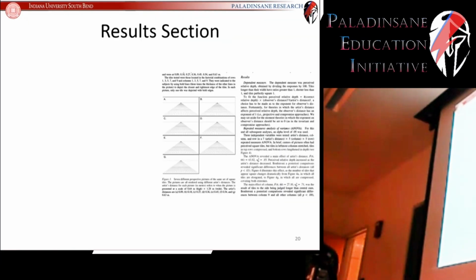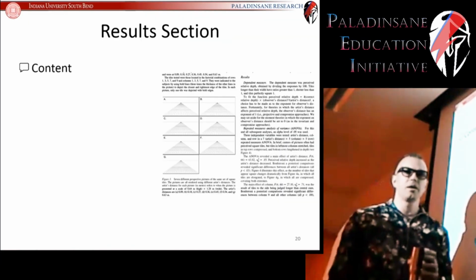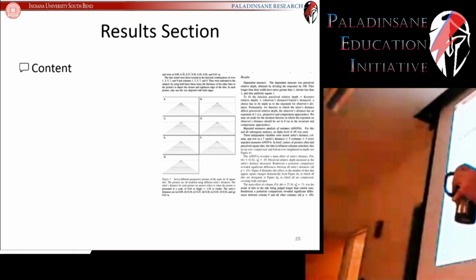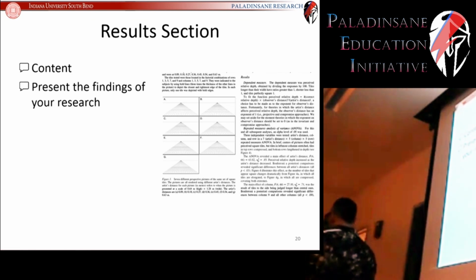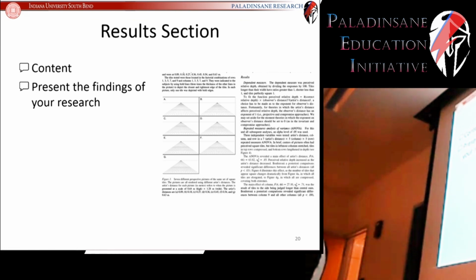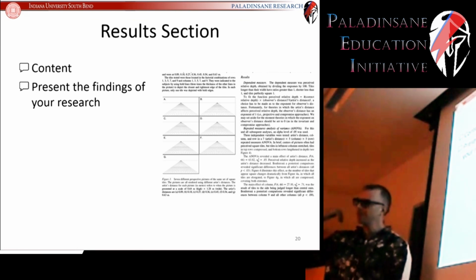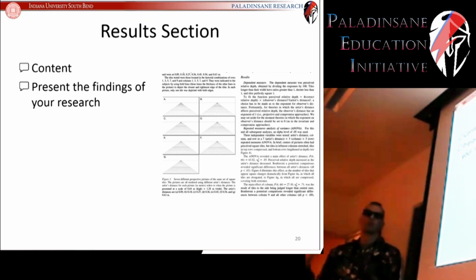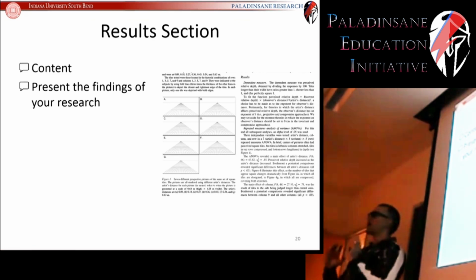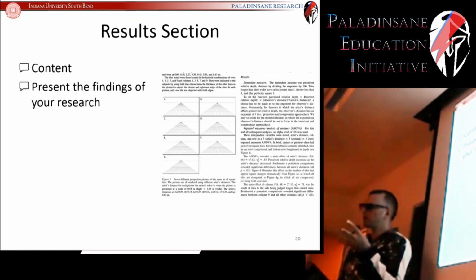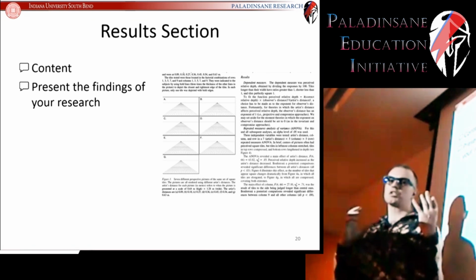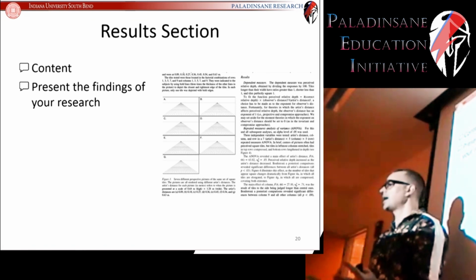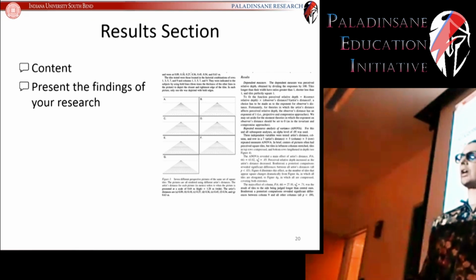All right, so what are we going to report on? What goes into a results section? So in terms of the content of a results section, this is where you finally get to present the findings of your research. And by findings, what we mean is not the conclusions, but what are the actual numbers that we found? What are the actual differences that we found? What are the actual results?